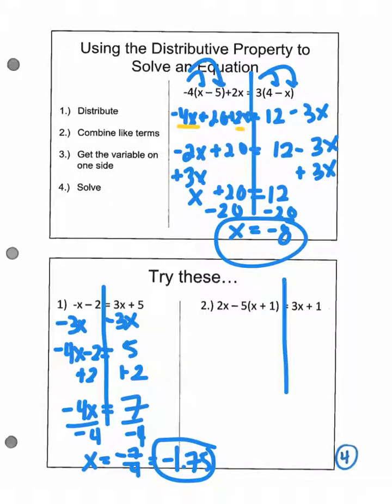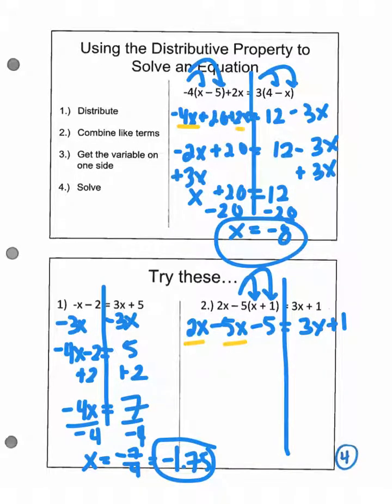Okay, so I'm going to try the next one, drawing my line first, and solving for x by distributing first. So I'm going to distribute -5 to the parentheses, giving me 2x minus 5x minus 5 equals 3x plus 1. Now that I've distributed, I want to combine any like terms I have. So on the left side, I have 2x and -5x, which give me -3x. I have to be very careful about the sign here of -5. So I have -3x minus 5 equals 3x plus 1, no like terms on that side.